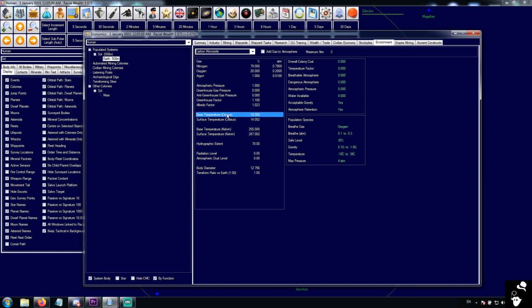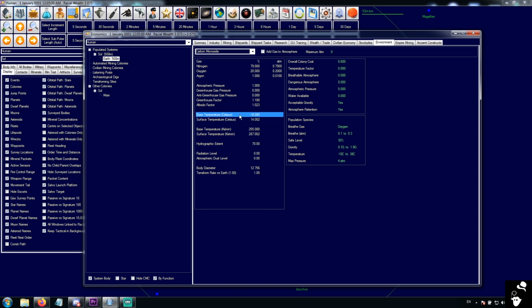Down here we have the base temperature. Base temperature is determined entirely by its distance from the sun and the sun itself. The surface temperature is the modified base temperature by the greenhouse and albedo factors. So you can see that the base temperature is minus 18 for Earth. So if we had no atmosphere whatsoever, the temperature would be minus 18. But because we have a little bit of greenhouse factor, it's actually 14 degrees.